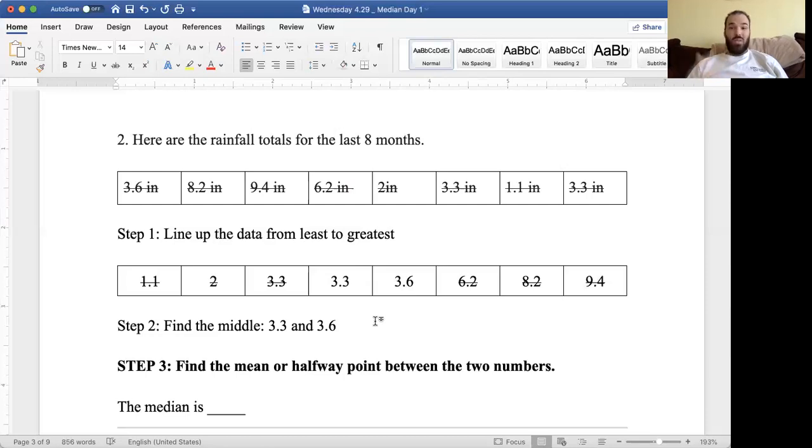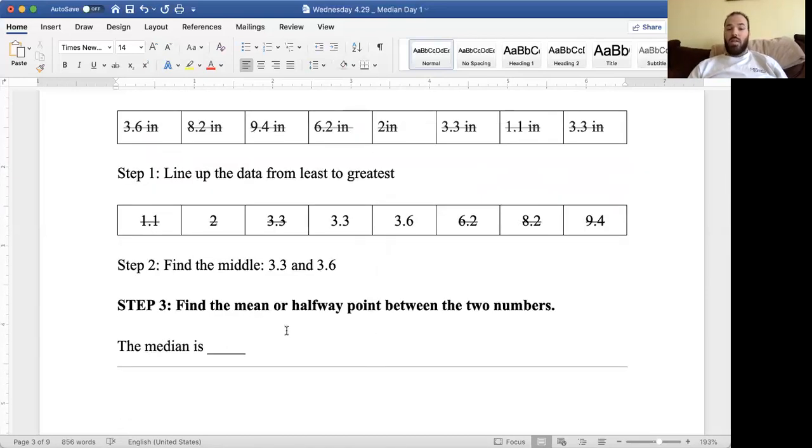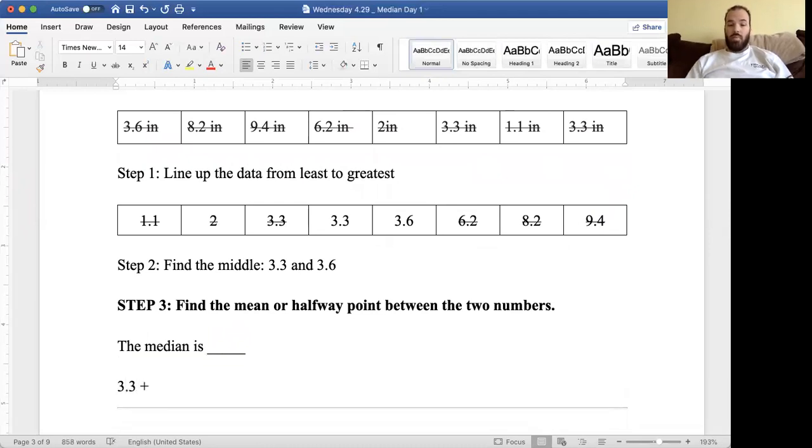So this is where I have to do an additional third step. I have to find the mean or the halfway point of these two numbers. There's two ways I can do it. The first way is because there's two numbers, I can just say that 3.3 plus 3.6 equals, what does that equal? 6.9. And then because there's two numbers, 6.9 divided by 2 gives me 3.45. So I'm finding the mean of the two numbers. Since there's only two numbers, I'm dividing by 2. So add them up and divide by 2 and I get 3.45.